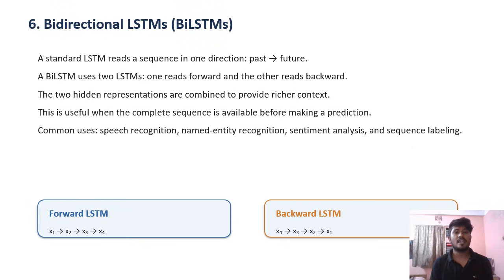Now we'll see bidirectional LSTM. A standard LSTM reads a sequence in one direction, past to future. A bidirectional LSTM uses two LSTMs. One reads forwards and the other reads backward. The two hidden representations are combined to provide richer context. This is useful when the complete sequence is available before making a prediction. Common uses: speech recognition, named entity recognition, sentiment analysis, and sequence labeling.